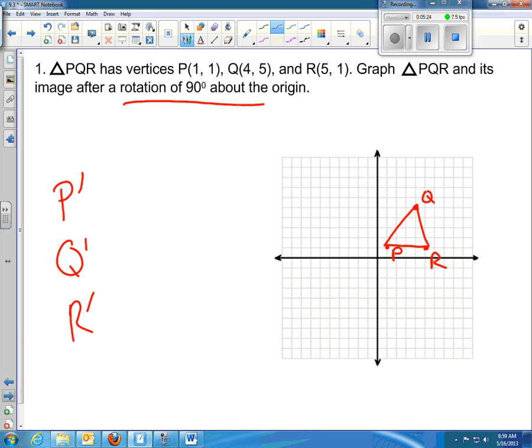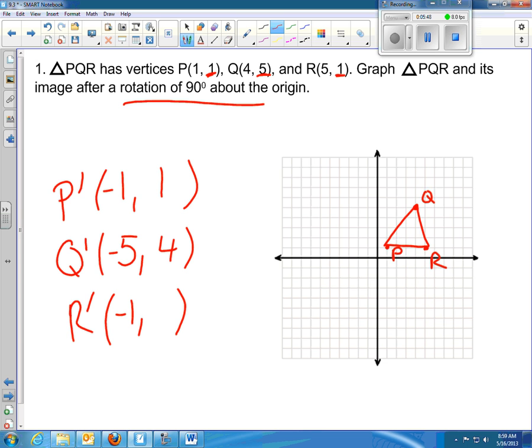So our new coordinates for P, we're going to take that y and multiply it by -1, and it now becomes our new x, and our x becomes our y. Q, we're going to take the y and multiply it by -1, and that becomes our new x, and our old x becomes our new y. Q and R, we're going to multiply by -1, and that becomes our new x, and becomes our new y.